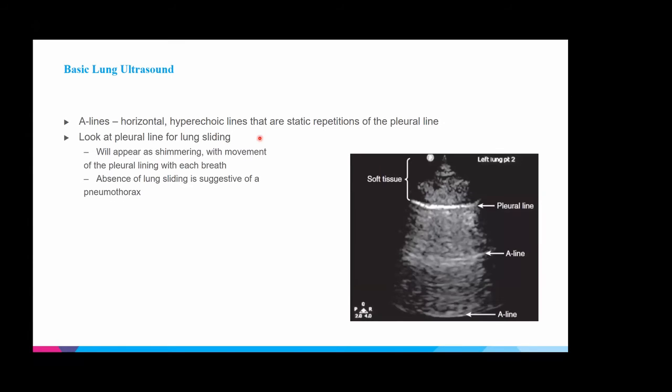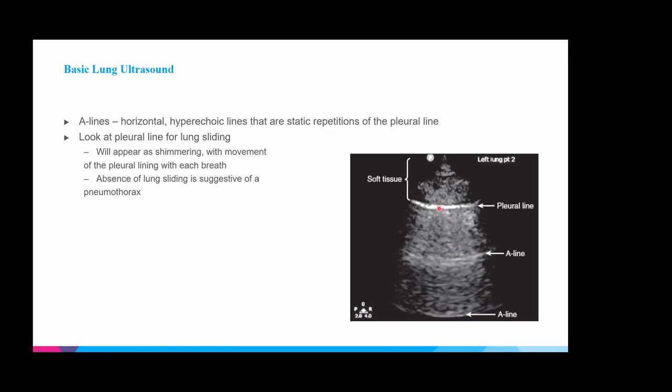I just wanted to also talk about other organ systems basics as well. So, with the basic lung ultrasound, the main thing we're looking at is this classic lung A-line pattern view where you have your soft tissue above, and then your pleural lining shows up as a bright hyperechoic white horizontal line. And in normal aerated lung, you're going to have these reflections of the pleural lining, and these are called A-lines.